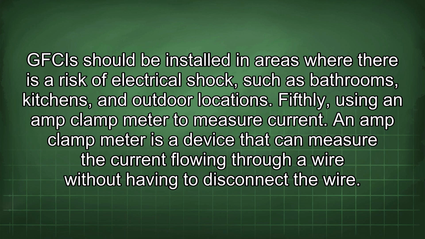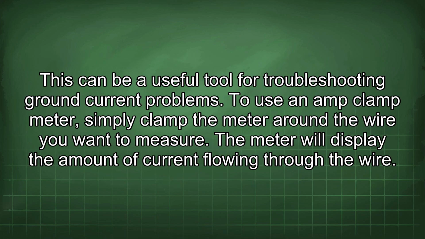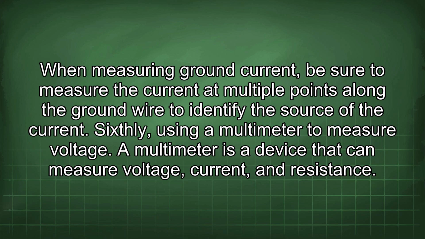Fifthly, using an amp clamp meter to measure current. An amp clamp meter is a device that can measure the current flowing through a wire without having to disconnect the wire. This can be a useful tool for troubleshooting ground current problems. To use an amp clamp meter, simply clamp the meter around the wire you want to measure. The meter will display the amount of current flowing through the wire. When measuring ground current, be sure to measure the current at multiple points along the ground wire to identify the source of the current.